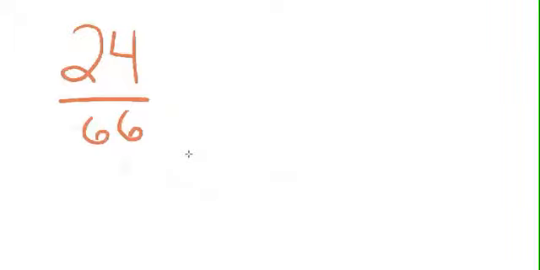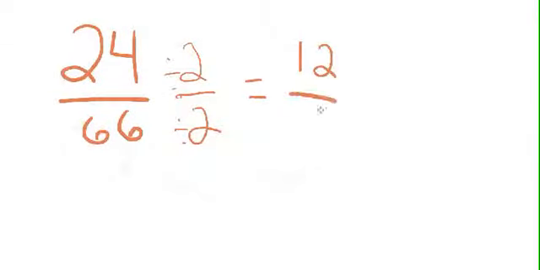So I see 24 and I see 66, and I see that they're both even, so I know that 2 goes into both of them. So what I can do is divide the top and divide the bottom by 2 to get a little bit more simple of an answer. 24 divided by 2 is 12, 66 divided by 2 is 33. And that's okay, so long as whatever I divide the top by, I do the same thing to the bottom. I'm going to ask my question again. Remember, I ask until the answer is no.